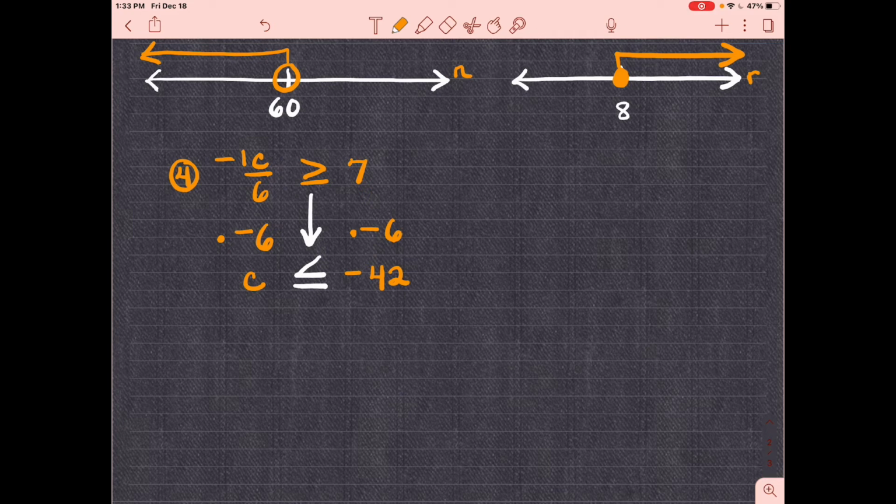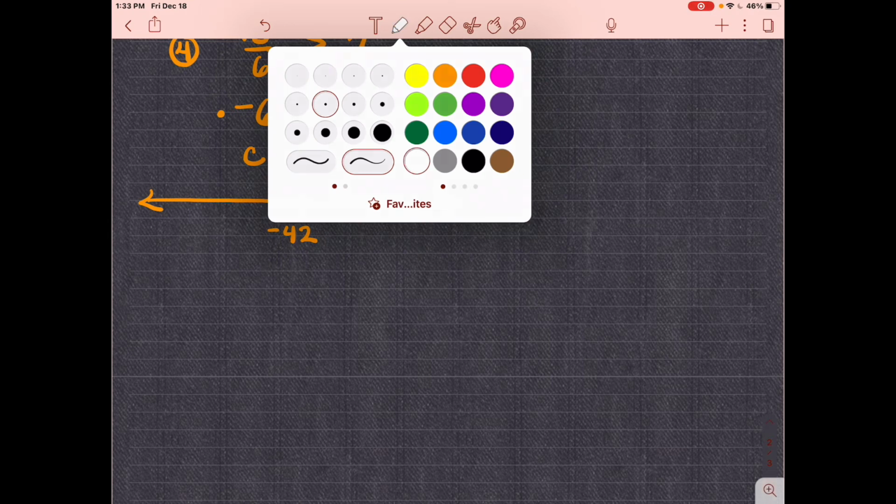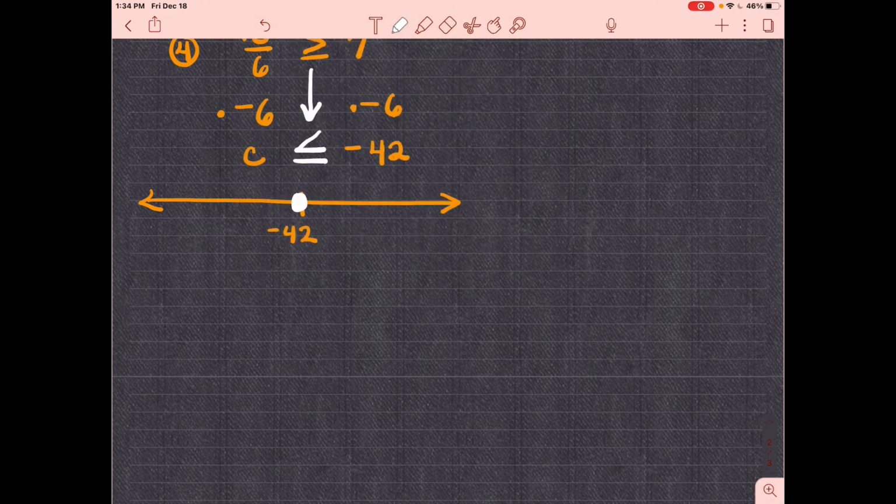It says to graph it on the number line. They're also showing it in set builder notation. So here's what the number line looks like. I've got a negative 42 going on. I need a closed, colored-in circle because I have or equal to. And C is going to be less than or equal to, so it's going to look like this. All right, set builder notation looks like this. I say C such that C is less than or equal to negative 42.